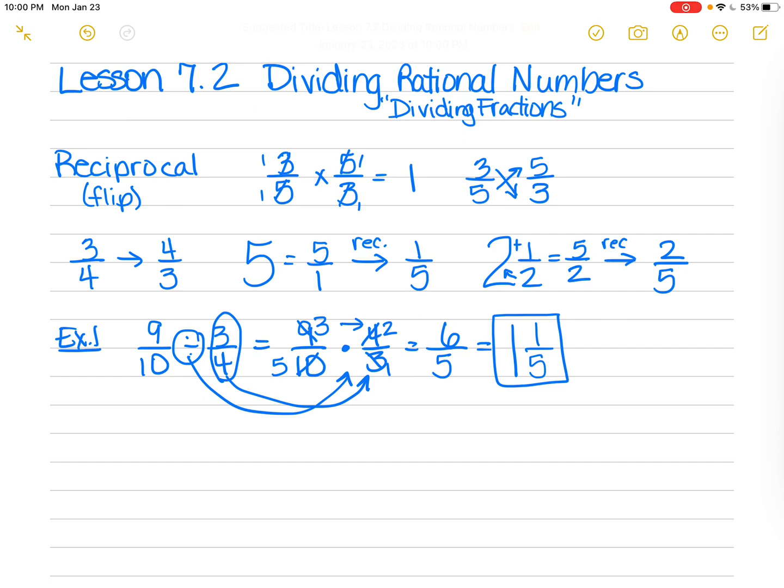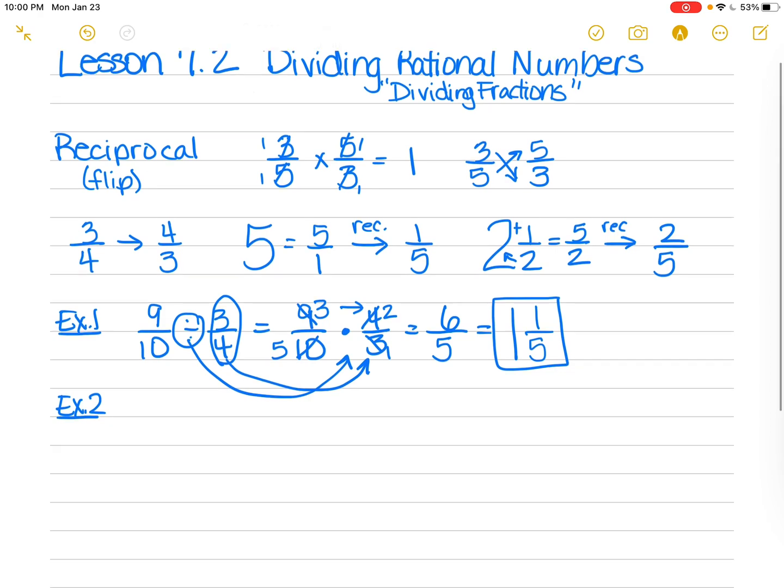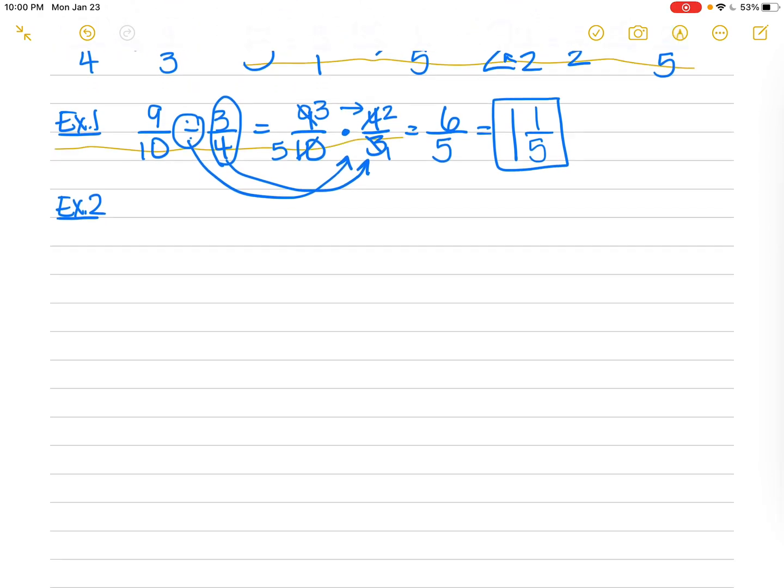So let's do another one, and then I'm going to have you do 2 on your own. On example 2, we're going to do one that's a little bit different. This one's going to have mixed numbers in it. So I have 9 divided by 2 and 7/10.